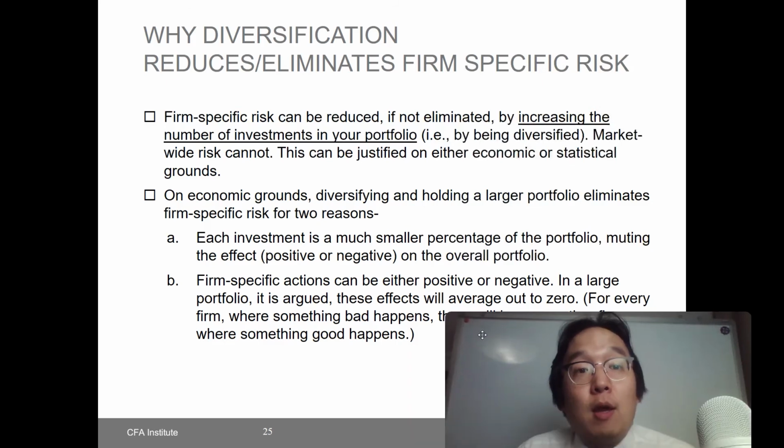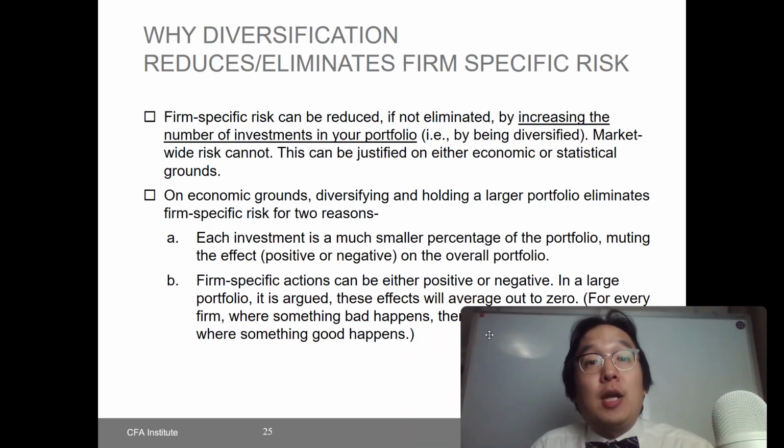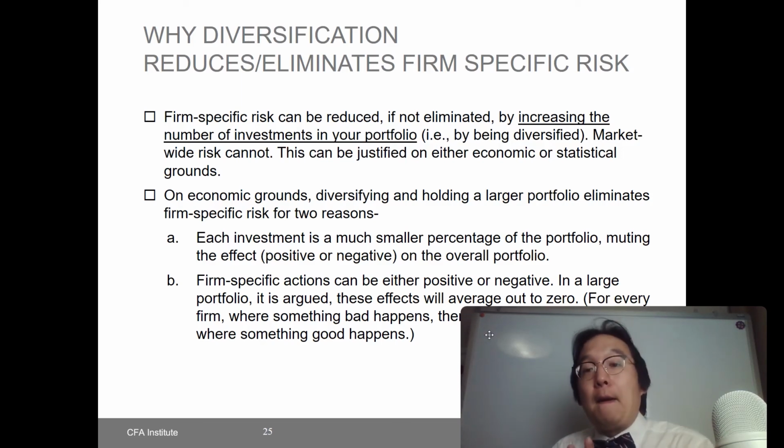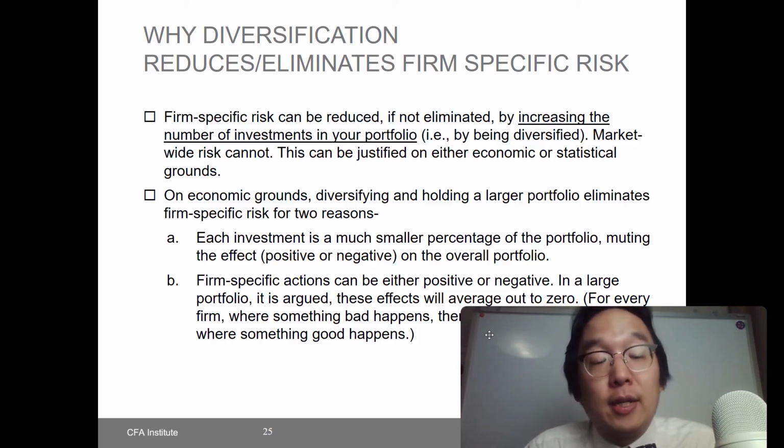Now, why does diversification reduce or eliminate firm-specific risk? Firm-specific risk can be reduced, if not eliminated, by increasing the number of investments in your portfolio, being diversified, right? Market risk cannot. This can be justified on either economic or statistical grounds.